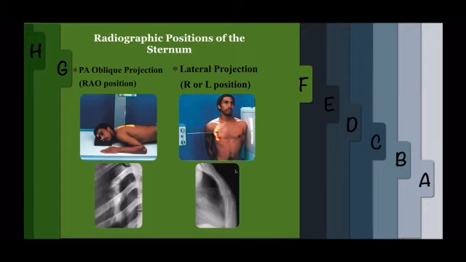A minimum SID for sternum radiography is 40 inches, about 100 centimeters. The patient's skin should be at least 38 centimeters below the surface of the collimator to reduce skin dose.